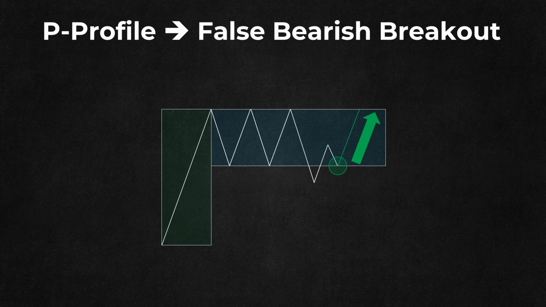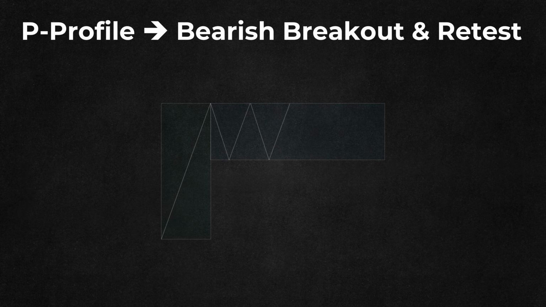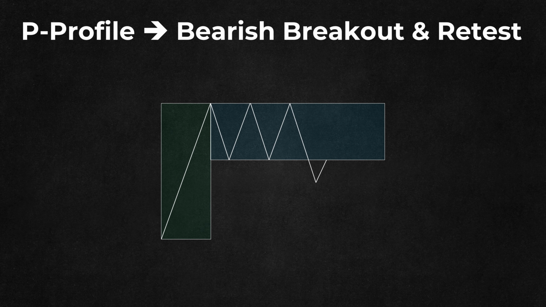In a P profile, it's also possible that a bull trap occurs in the upper boundary of the range. Price then re-enters the range and goes at least to the lower boundary. The fourth possibility is that price breaks out of the range to the downside, retests the lower boundary as resistance, and then goes to the downside. This would be an example of markup, distribution, markdown.